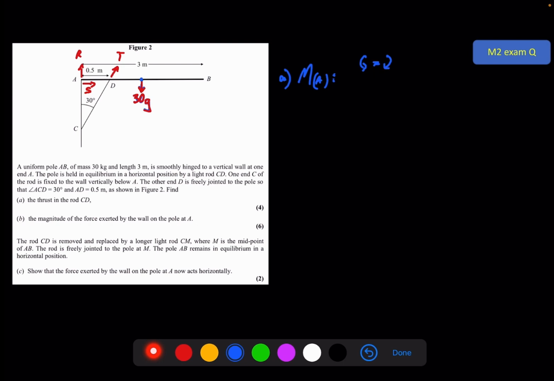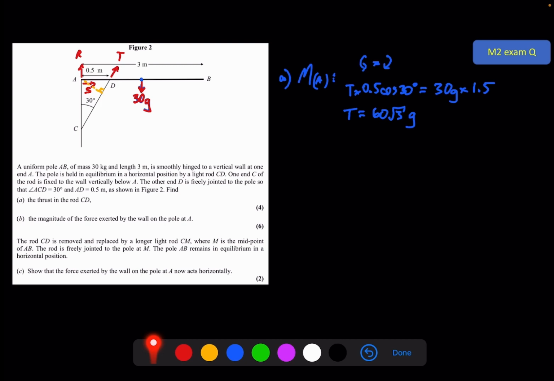The anticlockwise moment is just T times its perpendicular distance, which is 0.5 cosine 30, and that has to equal 30G times 1.5. Rearranging that gives me an answer for T of 60 root 3G. Part B, we want the magnitude of the force exerted by the wall on the pole at A. Again, very similar. We need to find S and R, put them together. I'll do the same as before.